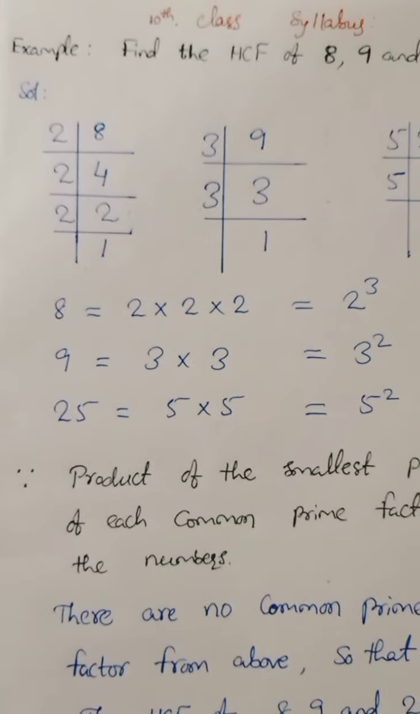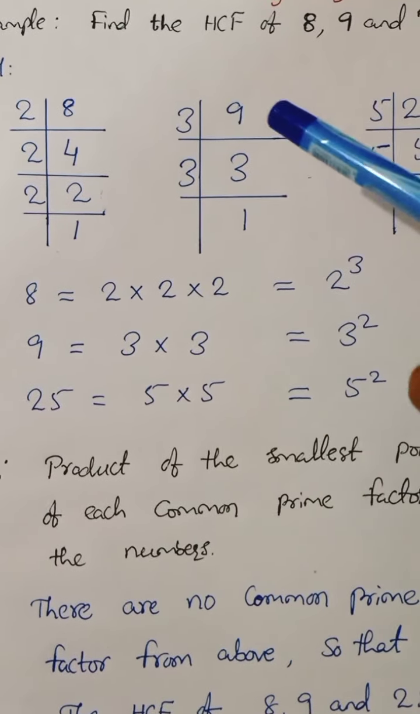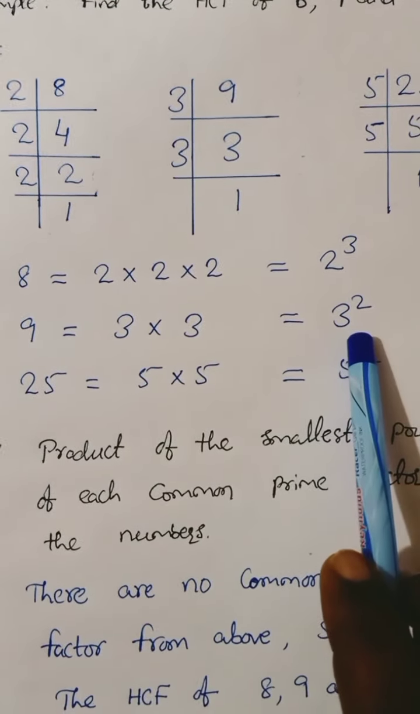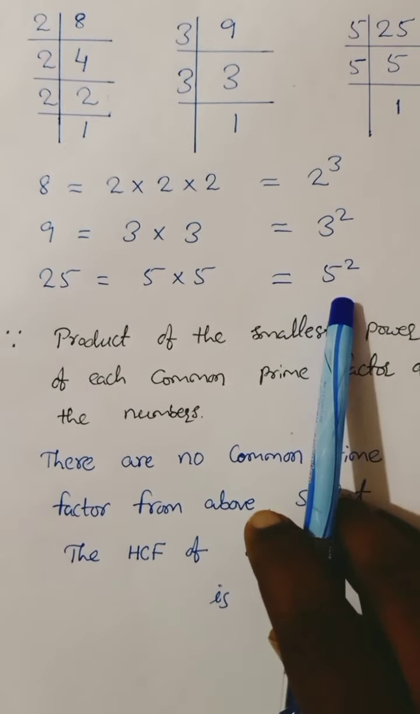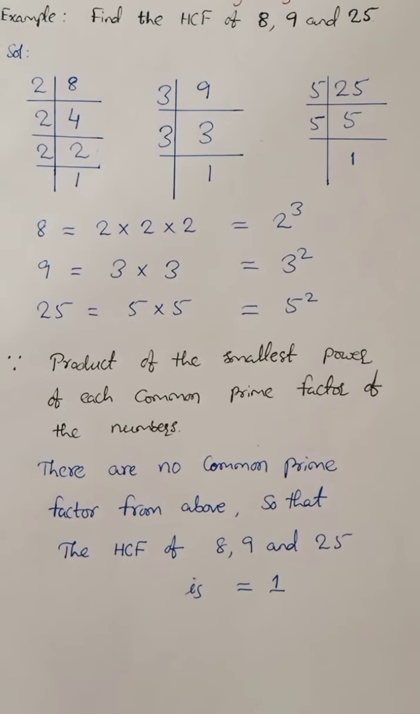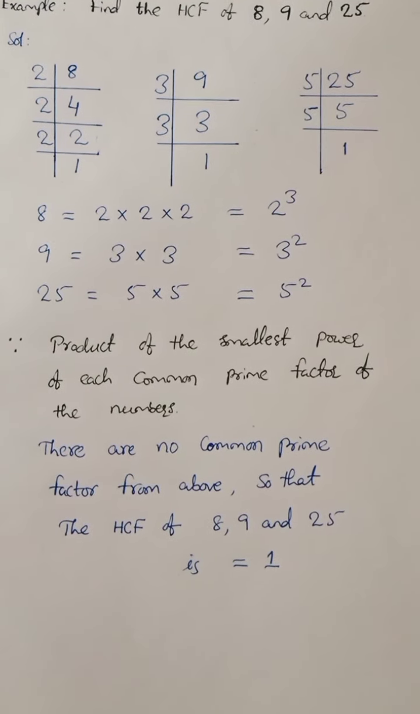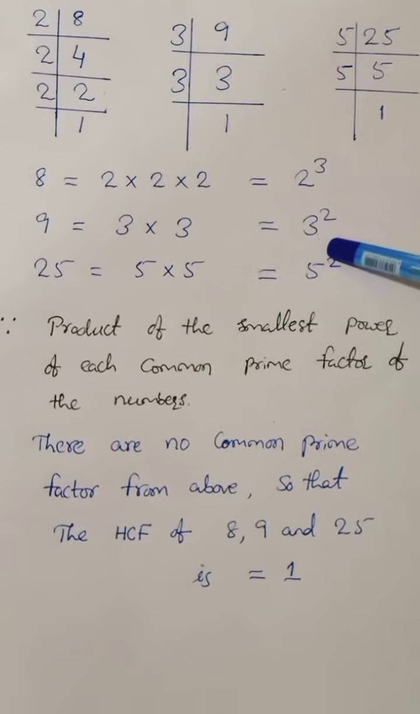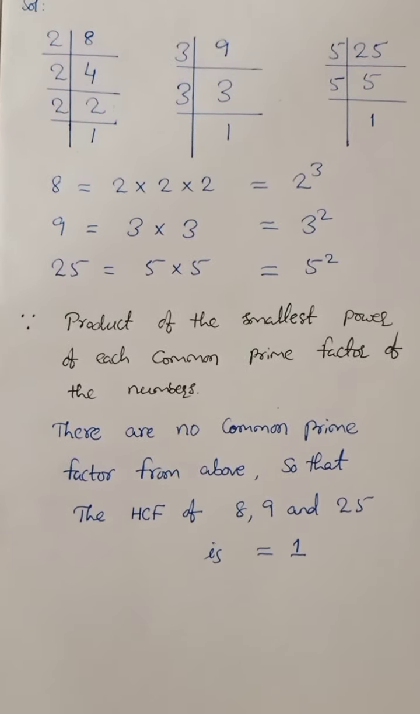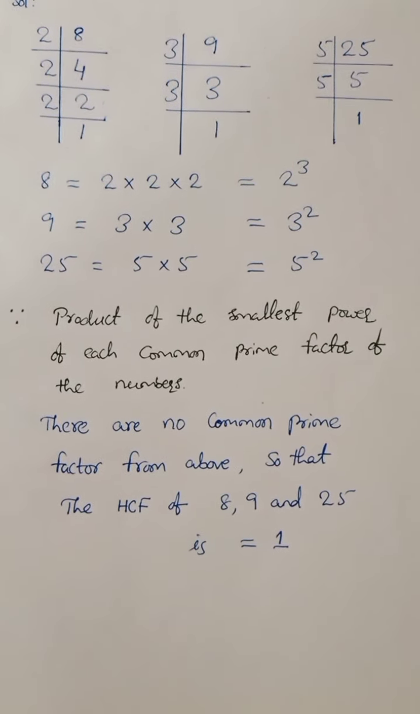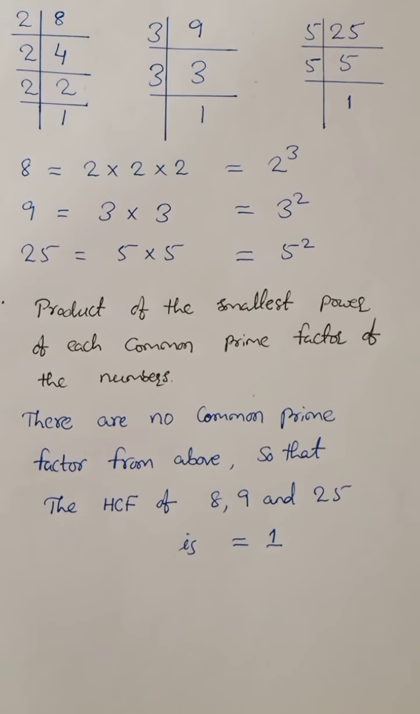Now here we write the prime factorizations. 8 is equal to 2 into 2 into 2, that means 2 power of 3. 9 is 3 into 3, that means 3 square. 25 is equal to 5 into 5, so we write 5 square. Now the rule is the product of the smallest power of each common prime factor of the numbers. An observation here: there are no common prime factors. So finally we say that the HCF of the given three numbers is only 1.